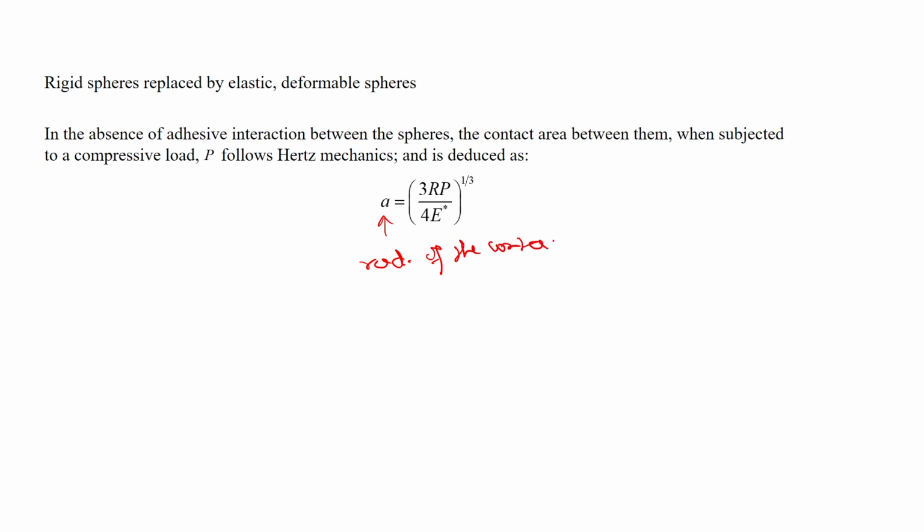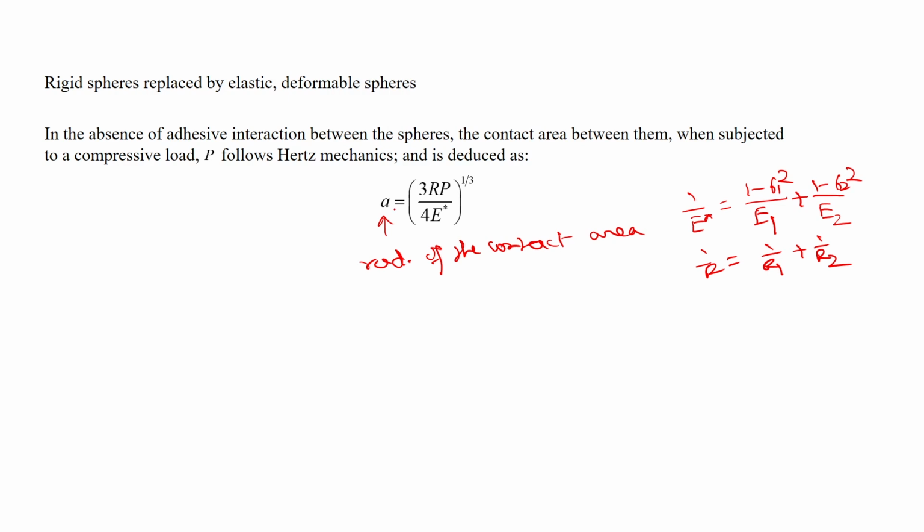And then we have the contact load P, and E star is the effective Young's modulus. Remember that 1 upon E star we have derived as (1 minus sigma 1 square) by E 1 plus (1 minus sigma 2 square) by E 2. Sigma 1 and sigma 2 are the Poisson ratios, and 1 upon R is equal to 1 upon R 1 plus 1 upon R 2. So, this was the effective or relative radius of curvature.